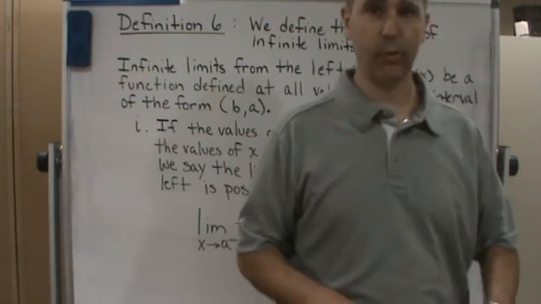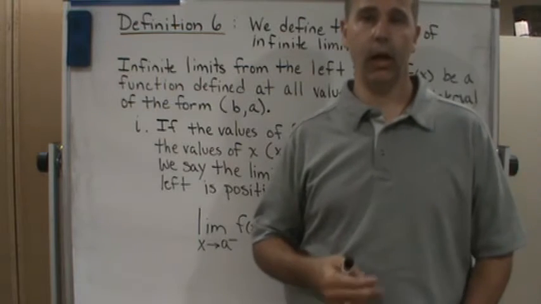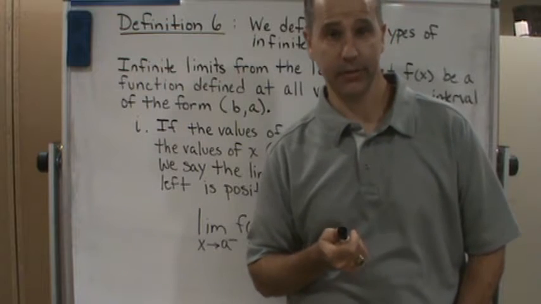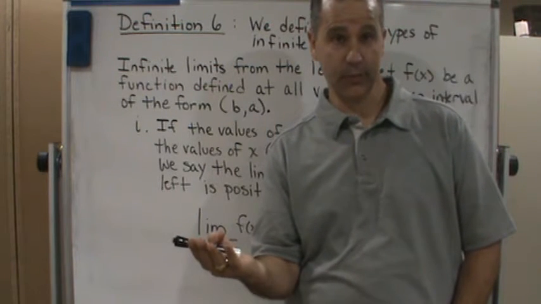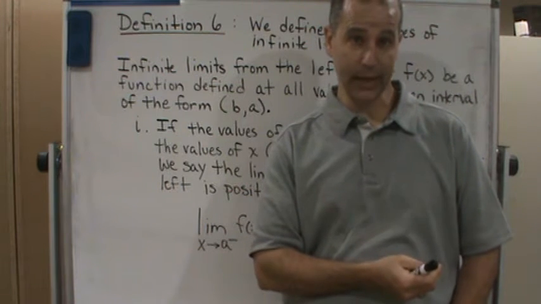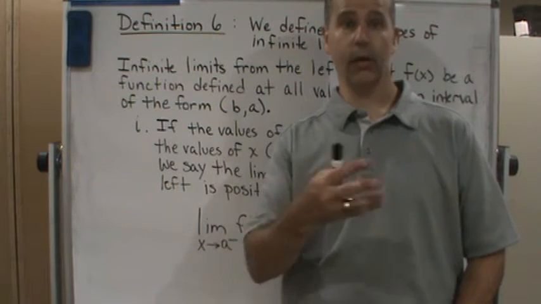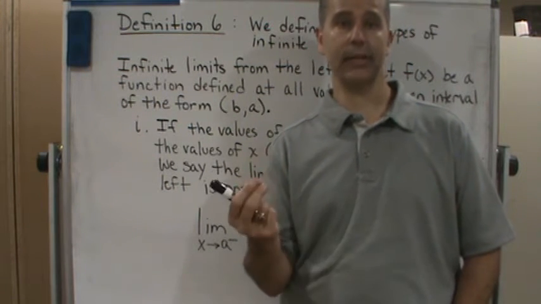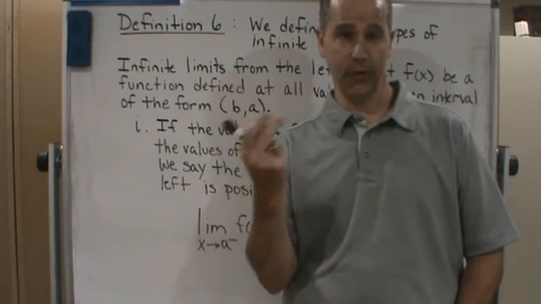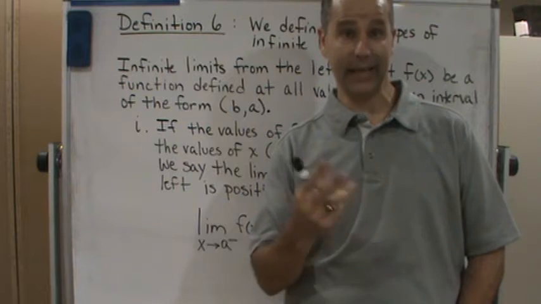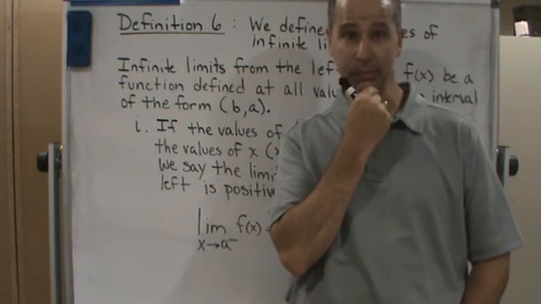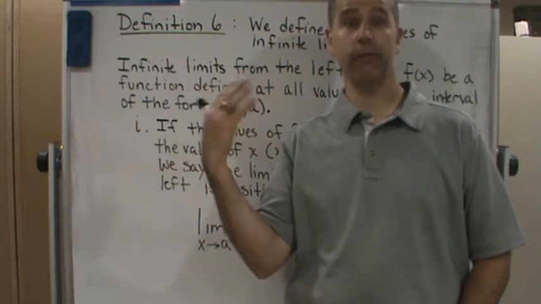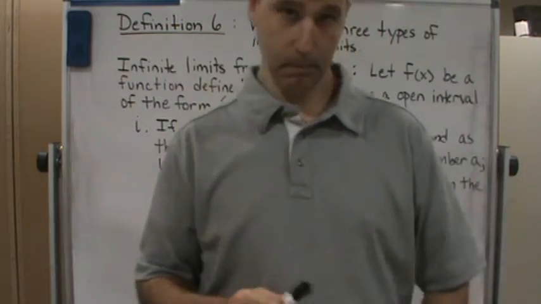Okay, so welcome back, and now we're going to talk about the definition of an infinite limit. There are three types of infinite limits that we're going to discuss: infinite limits from the left, infinite limits from the right, and then of course infinite limits that approach from both sides. Okay, so there's the three types. Just like there are types of finite limits. Here we're going to talk about three types of infinite limits. You could look at three types of finite limits as well. So there's a parallel there.